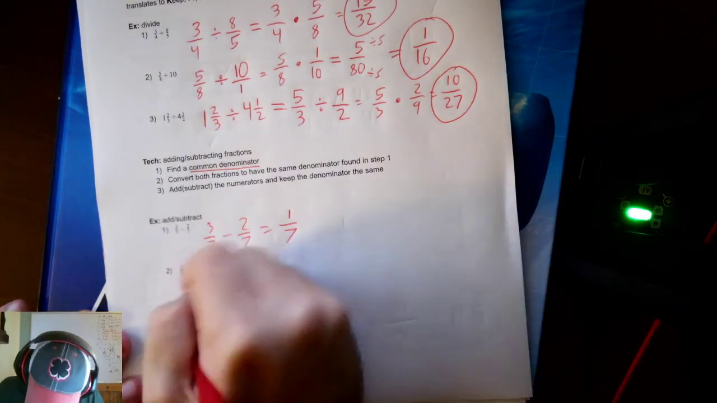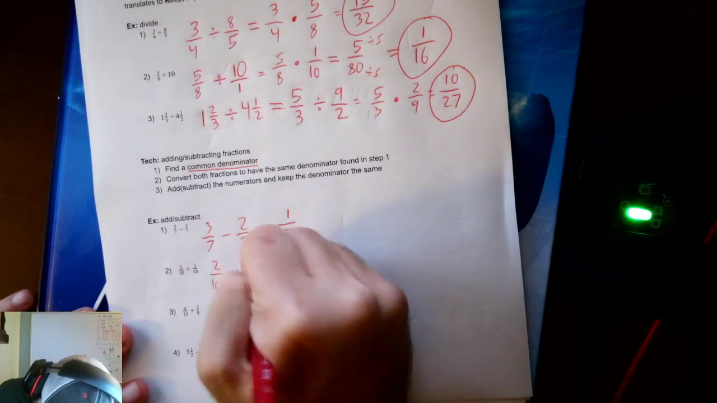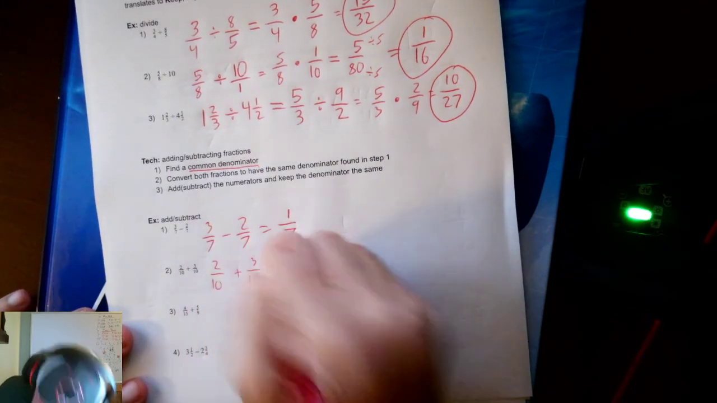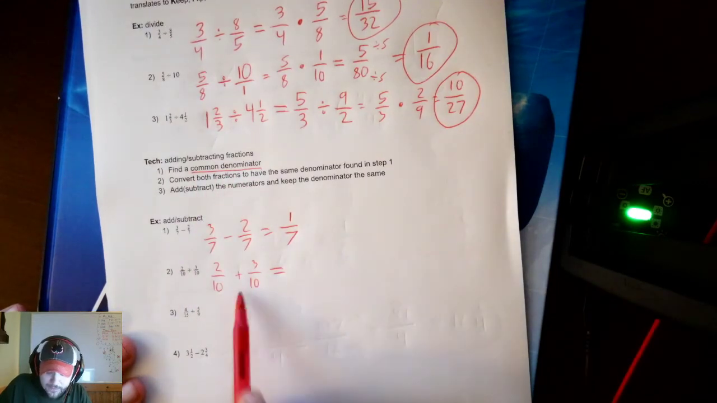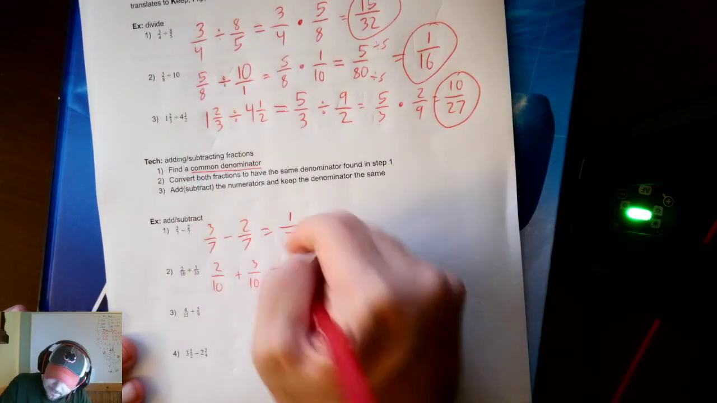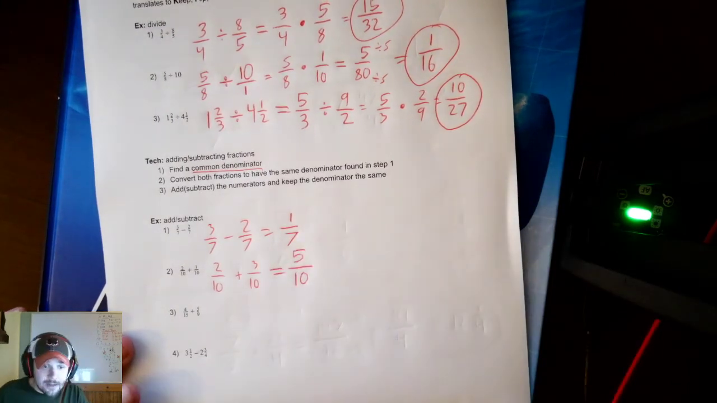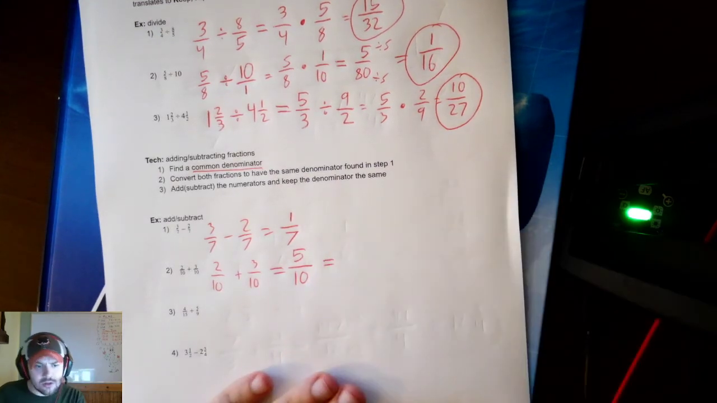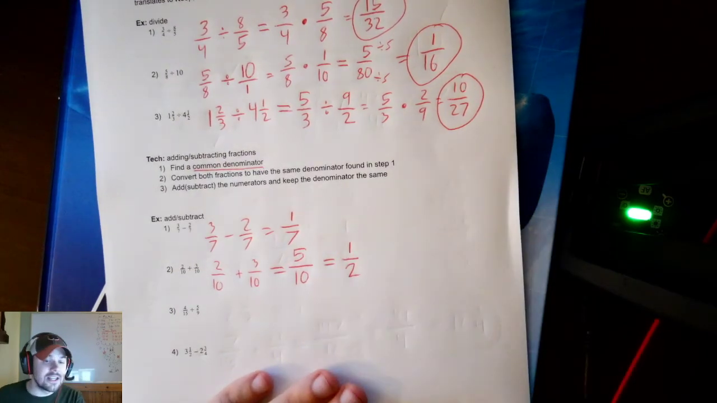How about our second example? 2/10 plus 3/10. Well, good news for us, we already have a common denominator, 10 and 10. So I do 2 plus 3, which is 5, and I keep the 10 in the bottom. Oh, that reduces, doesn't it? What does that reduce to? Well, hopefully you found that you can take 5 out of the top and the bottom to give you 1/2.